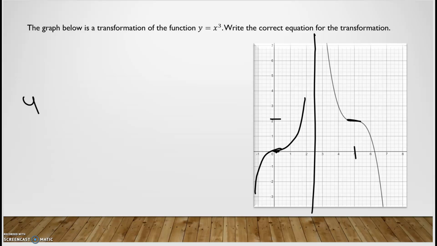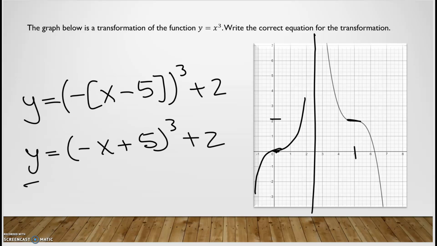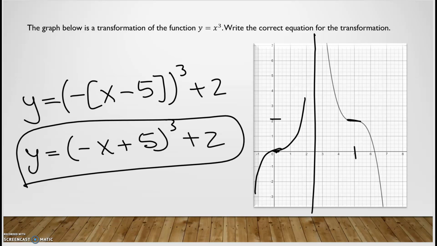Okay, so we need to be careful writing this. So we've got negative this entire function in here. So x, and it went to the right, so this would be negative 5. This whole thing cubed, and then plus 2, and I'm going to distribute that negative inside. So this would be negative x plus 5 cubed plus 2. So this would be our equation for this transformation.